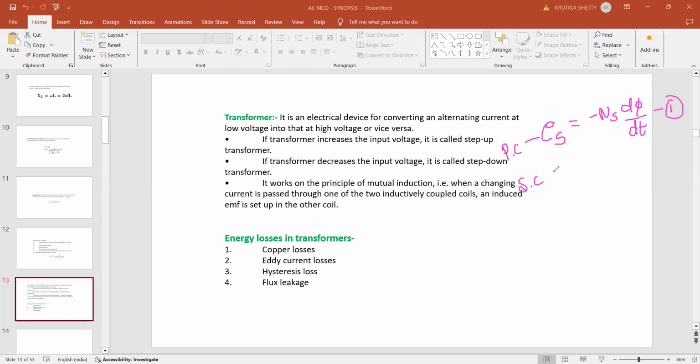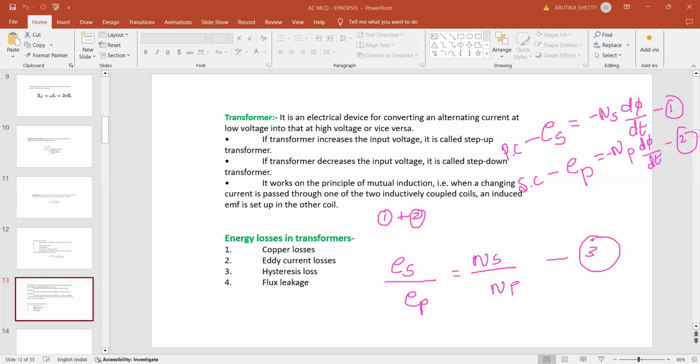Suppose you write the equation for the primary coil, it will be similar, because current is passed in the primary and EMF is produced in the secondary. So therefore, for the primary coil, EP is equal to minus NP d phi divided by dt. This is equation 2. Okay, students. So divide equation 1 by 2. What is 1 divided by 2? It is nothing but ES divided by EP is equal to d phi by dt and d phi by dt cancel, and the negative sign cancels. We have only NS divided by NP. This is our equation 3.